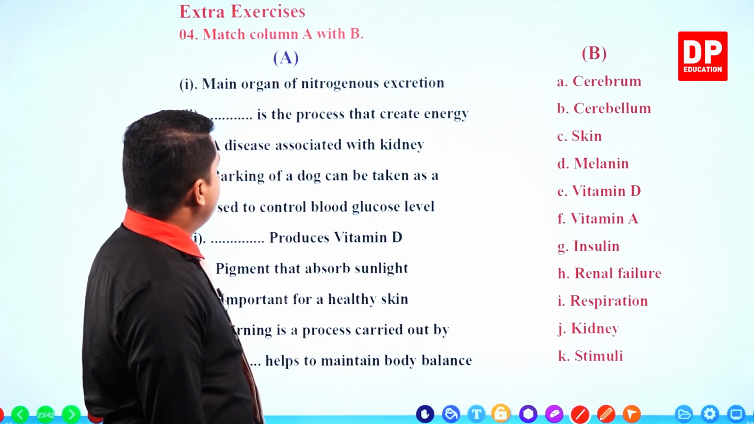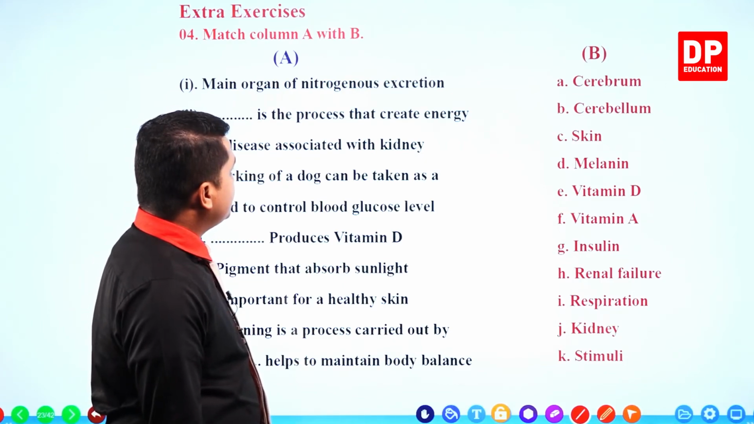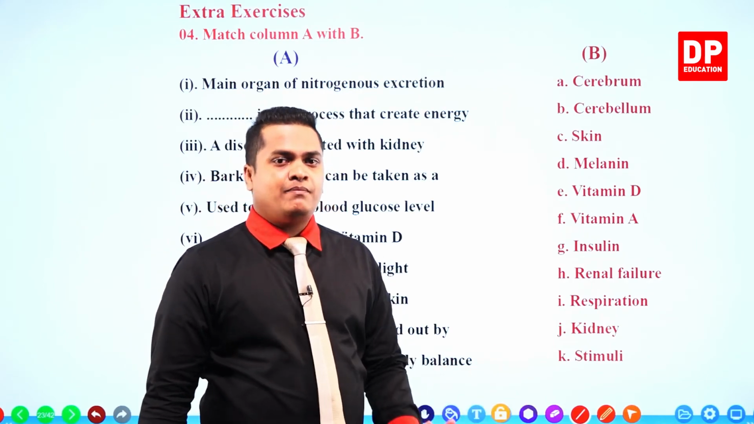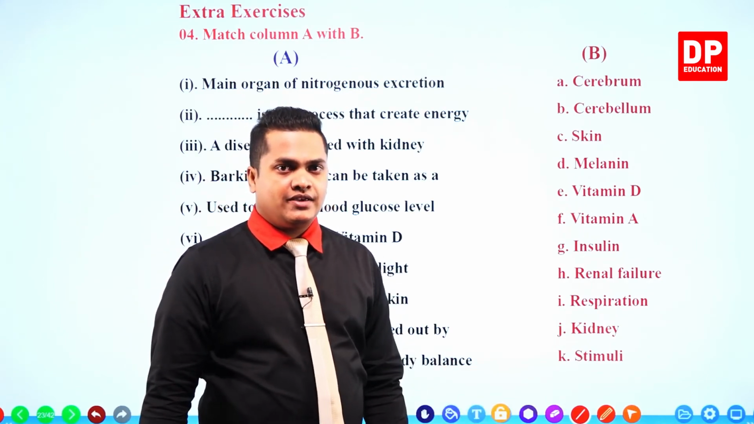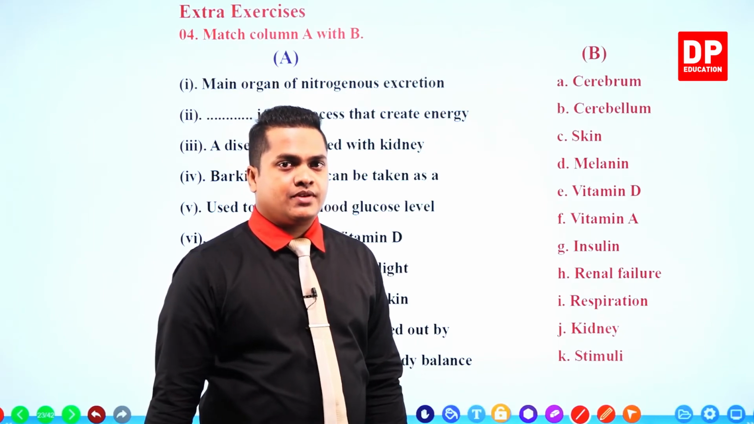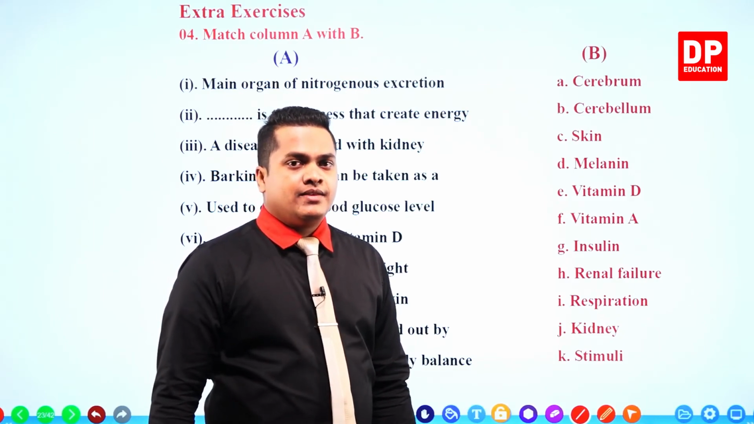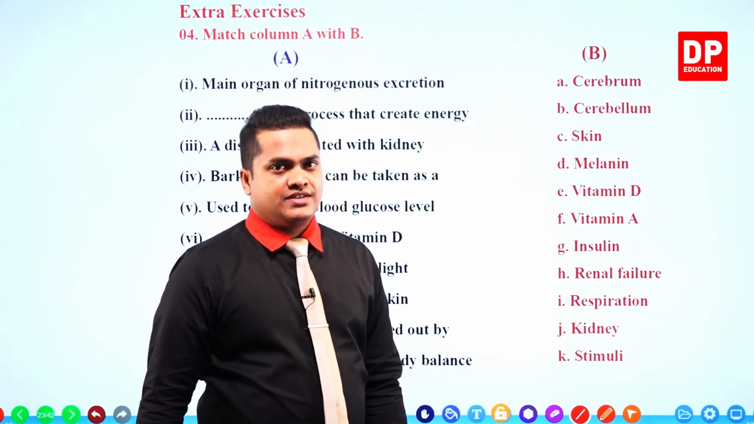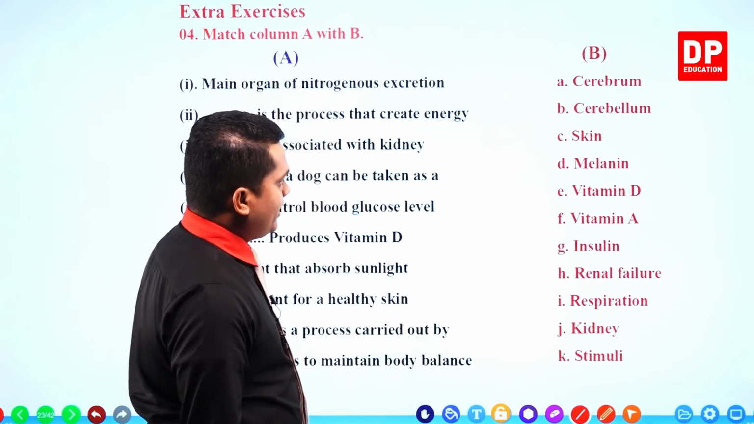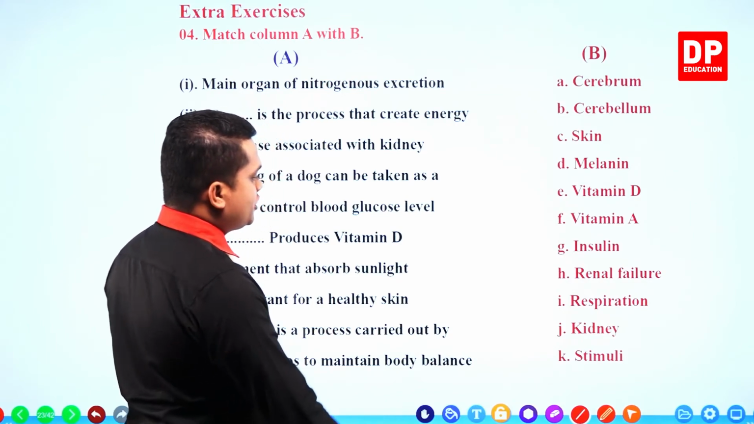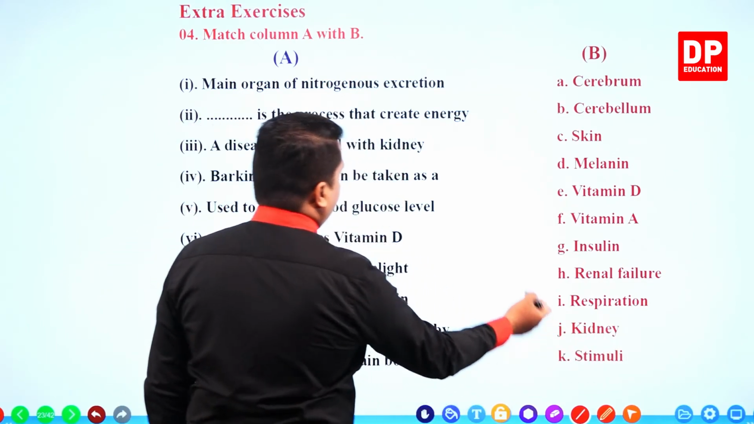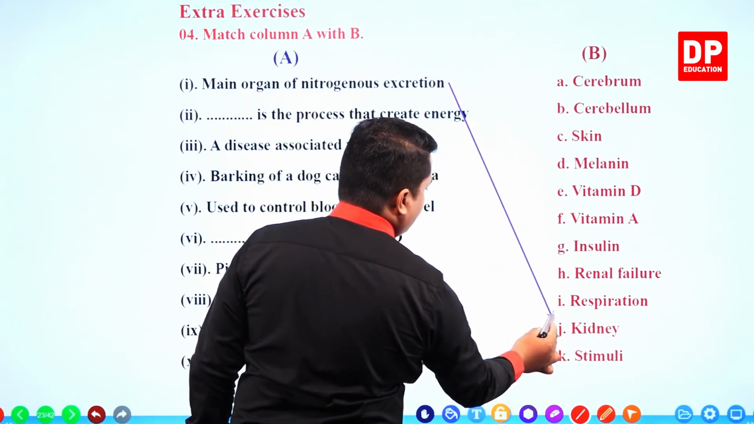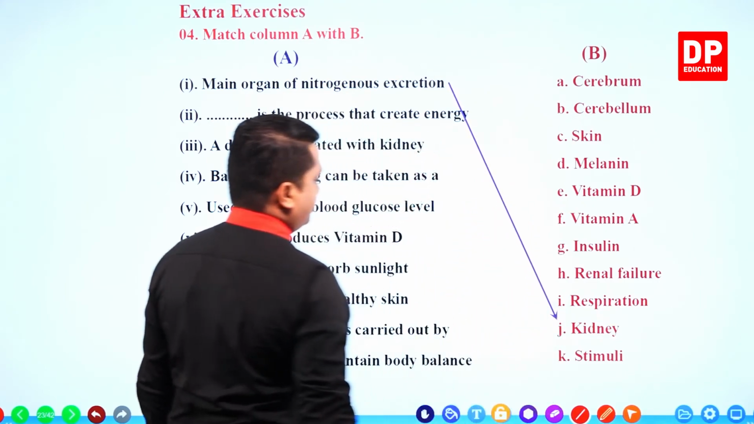Number 1, main organ of nitrogenous excretion. So we found this thing in several places. Once again you are given the nitrogenous excretion process. So you know that the main organ which provides nitrogenous excretion is the kidney. So find out kidney. Yes, in J you can identify kidney. So nitrogenous excretion is given by the kidney.